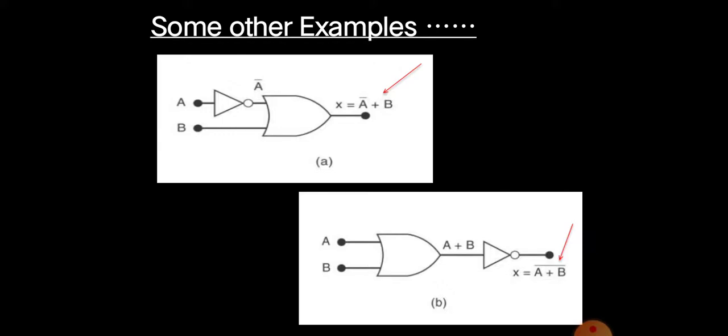A bar. So how to give A bar? How to inverse the input? A followed by a NOT gate makes A bar. Then B along with the OR gate. So it will make x is equal to A bar plus B. Look at here. A plus B the whole bar. How does it make? We have to give A plus B. Then a whole bar means the output is entirely followed through a NOT gate. So this is called A plus B the whole bar. These are some other examples.